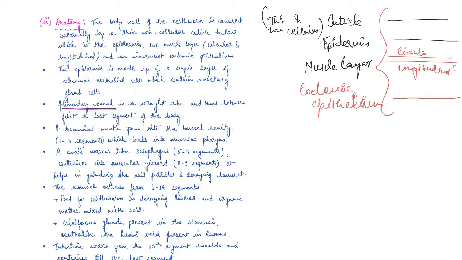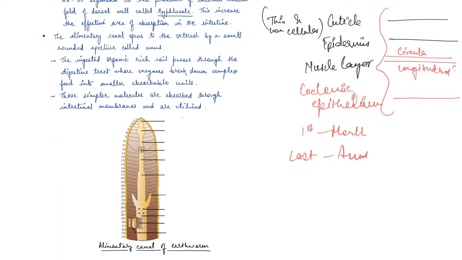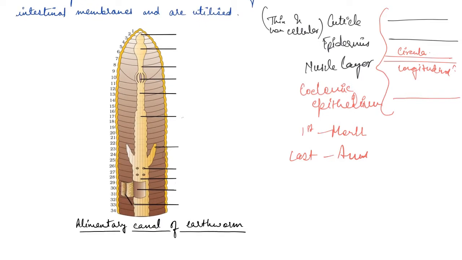Now let's go towards the alimentary canal. The alimentary canal is a straight tube that runs from the first to the last segment of the body. In the first segment you have the mouth, and in the last segment you have the anus, right? Basically it starts from a terminal mouth which opens into the buccal cavity. Again, let's understand this with a diagram. This is the alimentary canal, right?